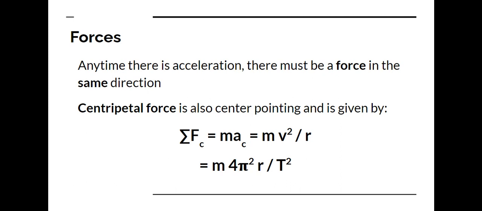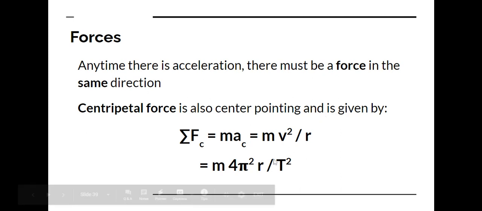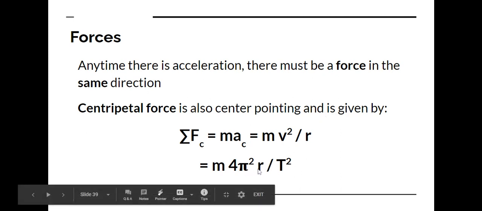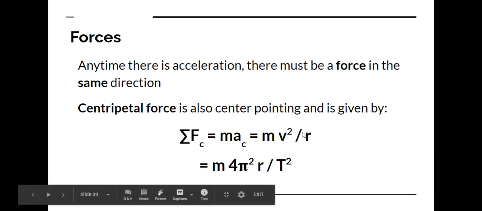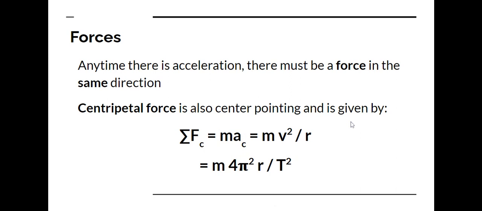It seems like we've got a lot of extra stuff here, but really what it does is it helps us. Say we're only given period, mass, and the radius. We can go ahead and use this equation, and we don't have to go through lots of extra steps. Otherwise, if we already have the centripetal acceleration, we can go ahead and just use F equals ma.